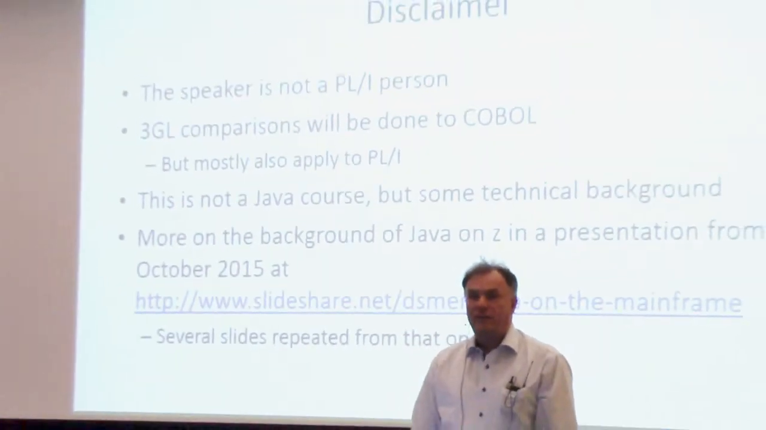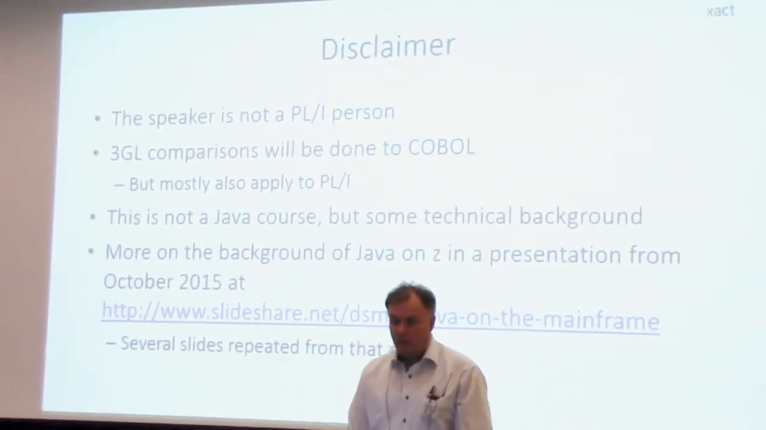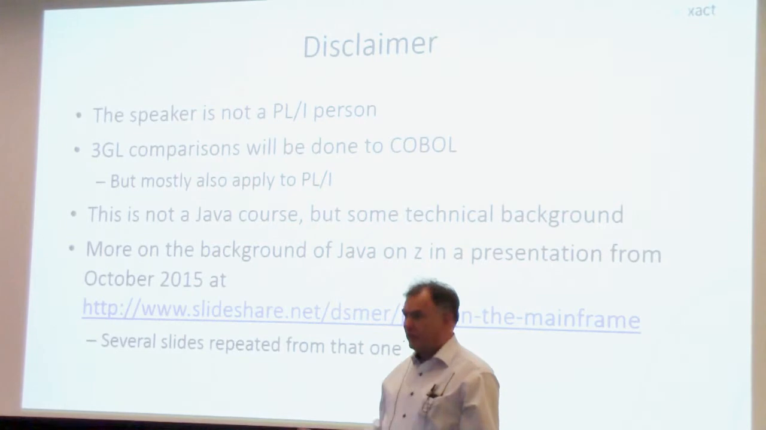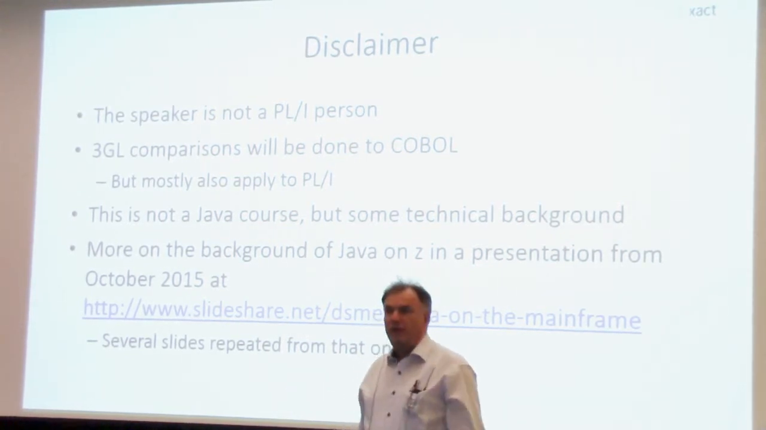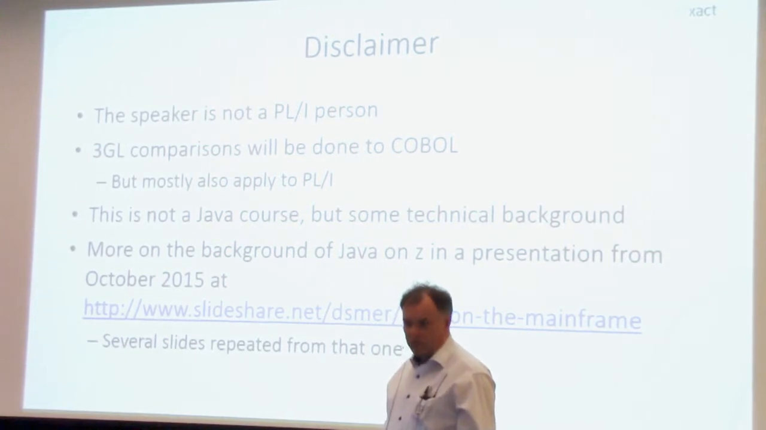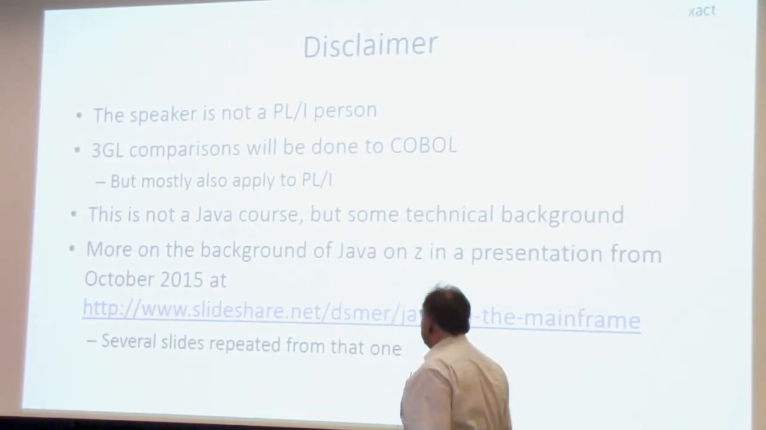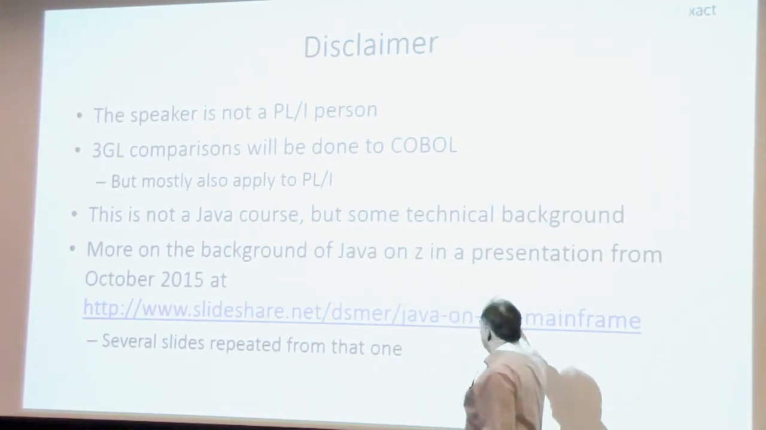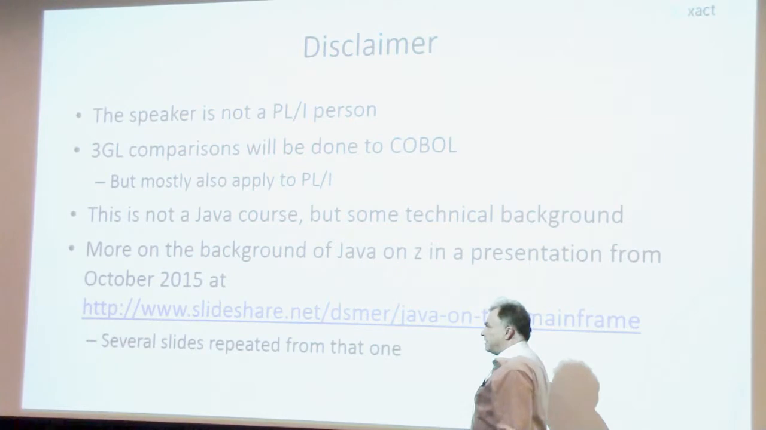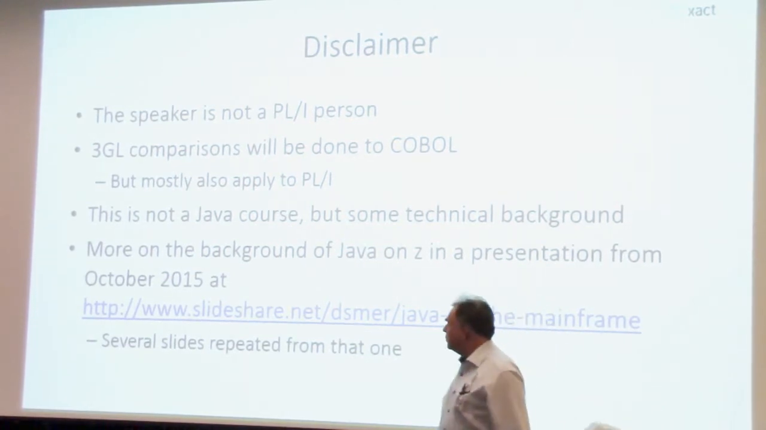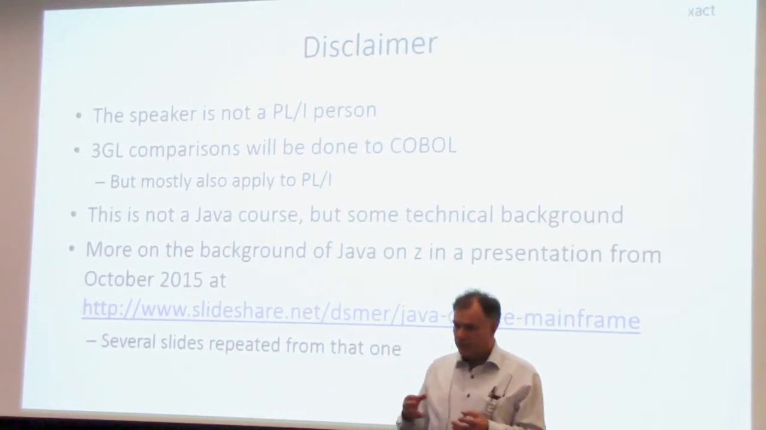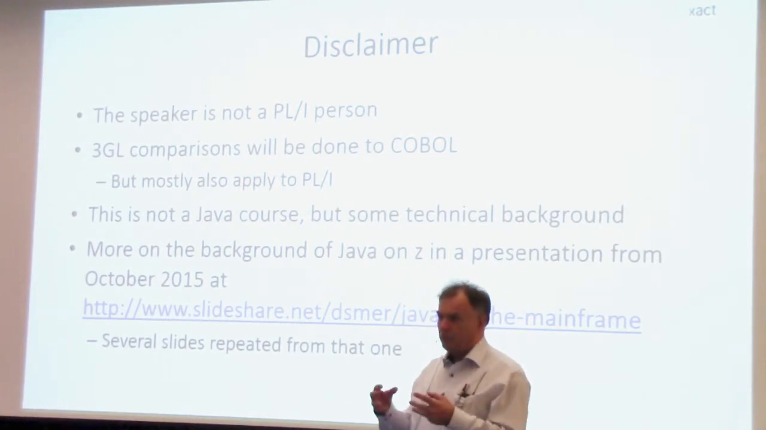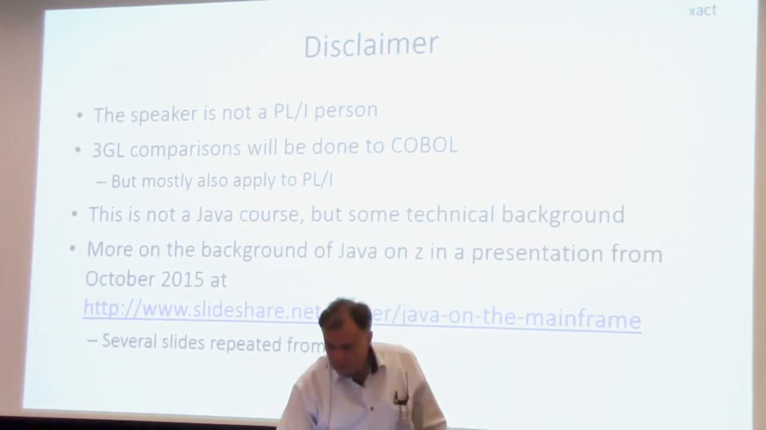So, I know that this is mostly a PL/I shop. I'm not a PL/I person, so most of my comparisons from Java to third generation languages will be to COBOL. And this is not a Java course. I'm certainly not qualified for that, but I'll give you some technical background on what Java on the mainframe is and can be. And otherwise, the presentation I did in October is available on SlideShare, and I think it's also available on your intranet. So a lot of the technical stuff about how the processor and the JVM have been developed to work better together is in that presentation.